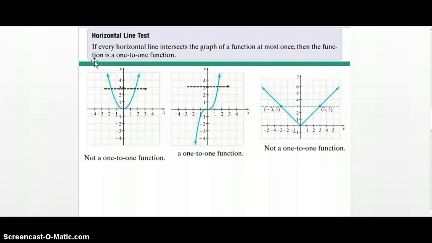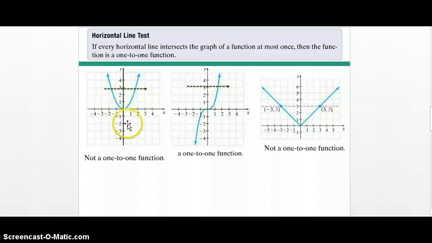Let us look at the horizontal line test. If every horizontal line intersects the graph of a function at most once, then the function is a one-to-one function. That means it should intersect the graph only one time. If it intersects more than one time, that is not a one-to-one function.